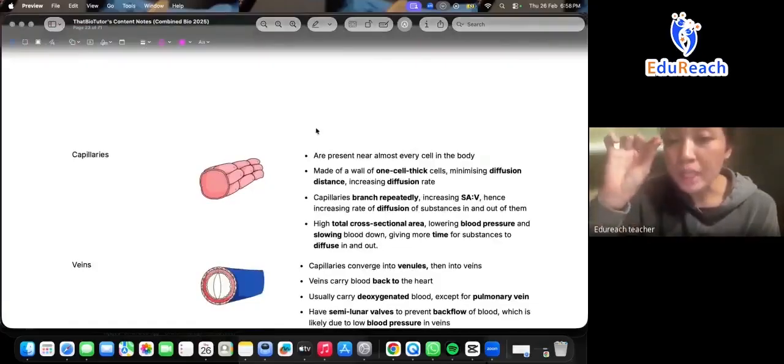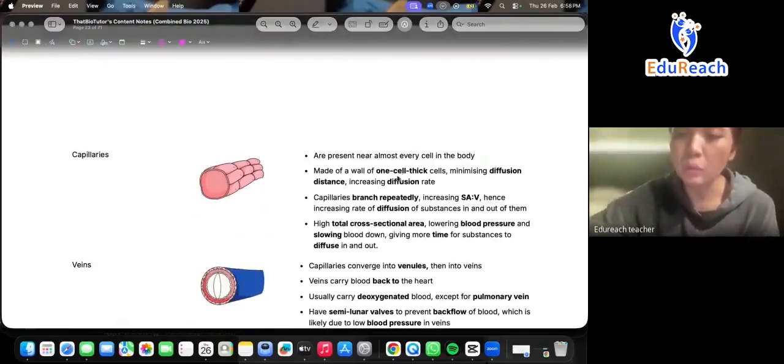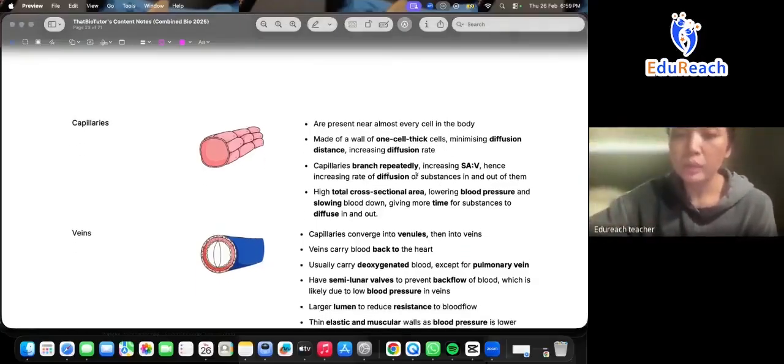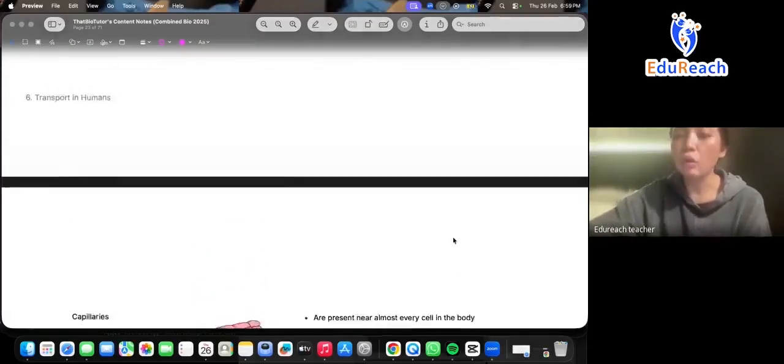Capillaries are one cell thick, very, very thin, very, very small. Because it's only one cell thick, this makes diffusion happen very quickly. It will increase the diffusion rate because the diffusion distance is very short. And then capillaries are branched repeatedly, so this will increase the surface area to volume ratio.